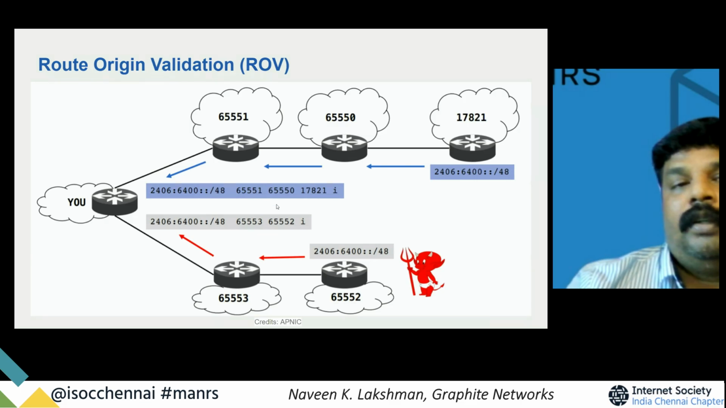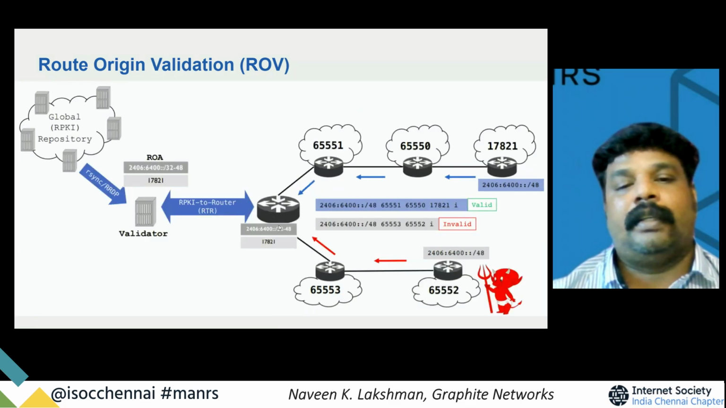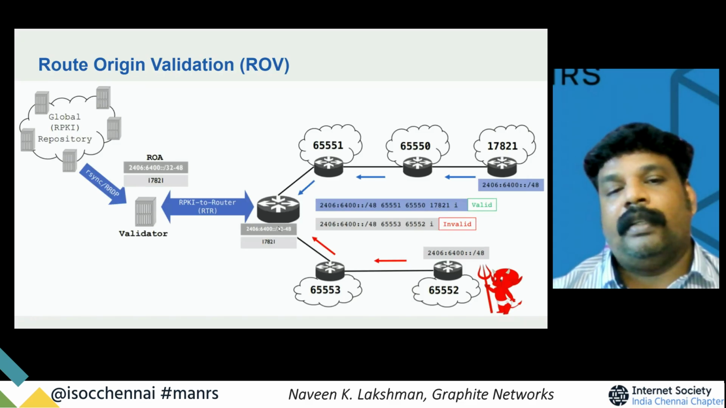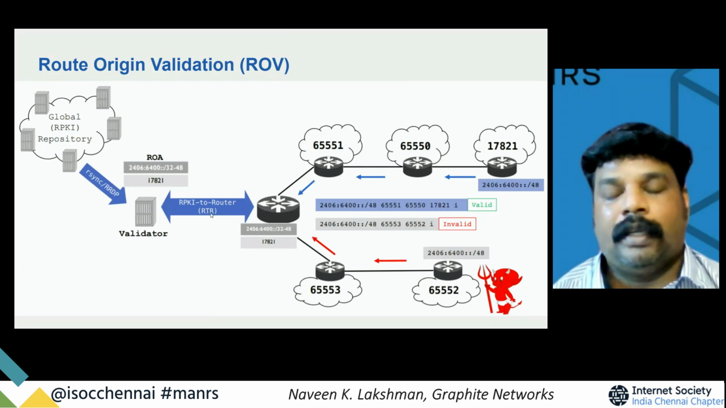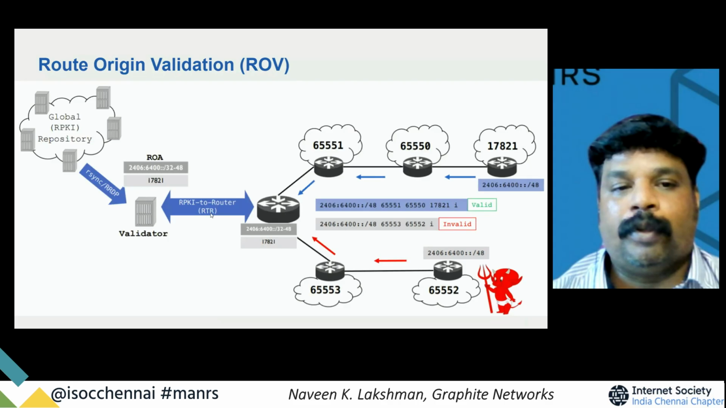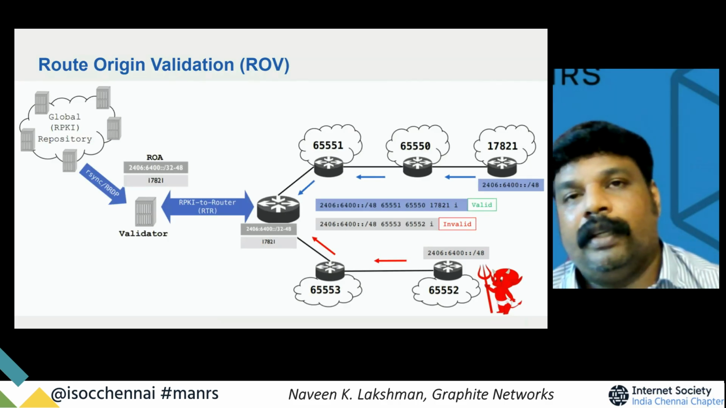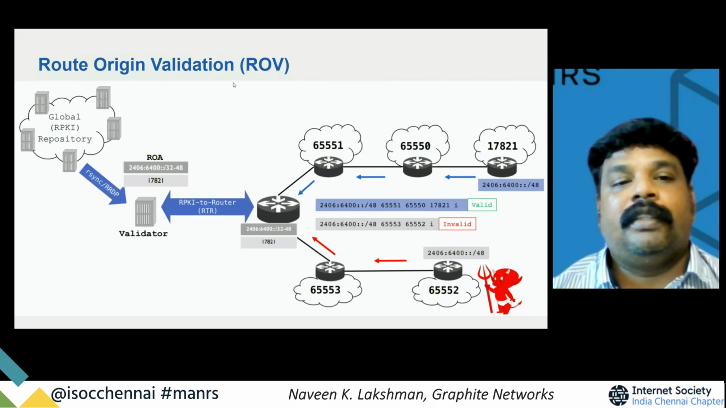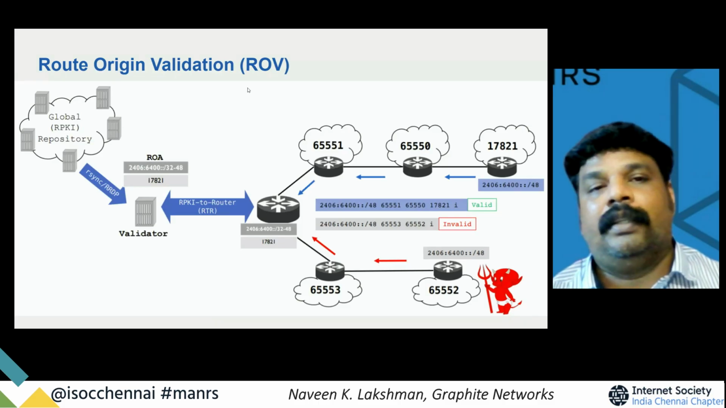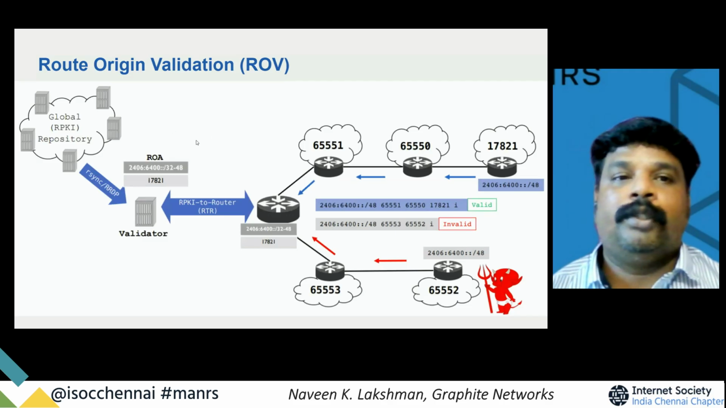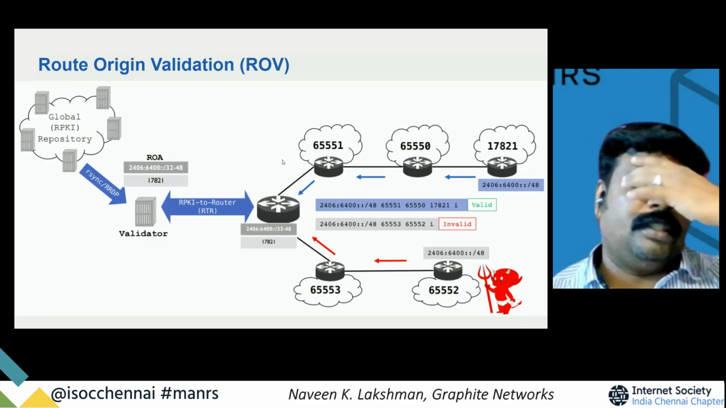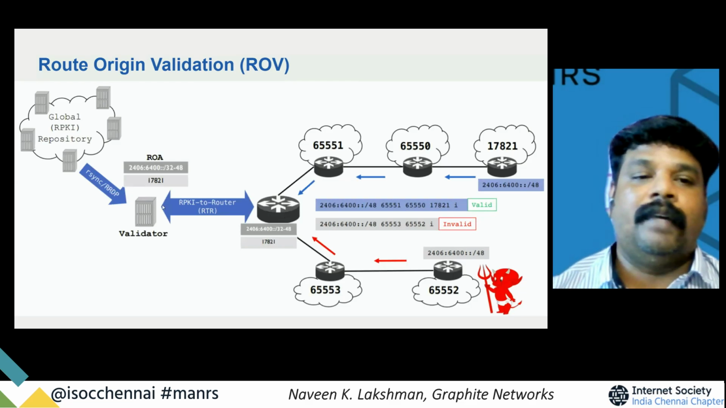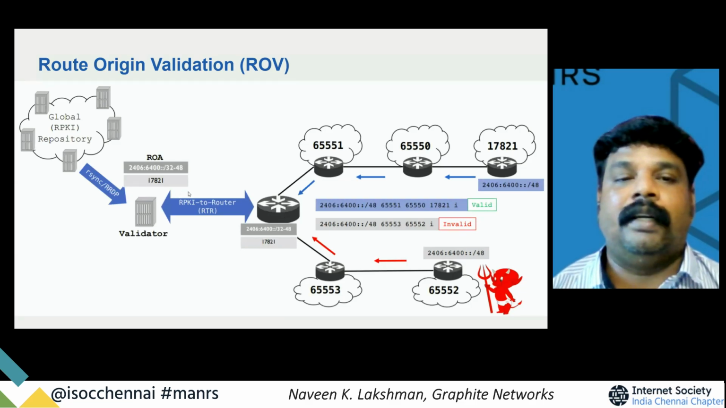If you implement route origin validation, once you receive the prefix, the router connects to the validator and talks to it using a protocol called RTR, the RPKI-to-Router protocol. The validator software is what I told you earlier, like OctoRPKI, Fort or Routinator. It syncs up with the global repository, which is run by the different regional internet registries and national registries. Whatever ROAs you have created would be in the global repository. Whenever you get a prefix, it would check against the validator and determine whether the prefix is valid, invalid, or not found.